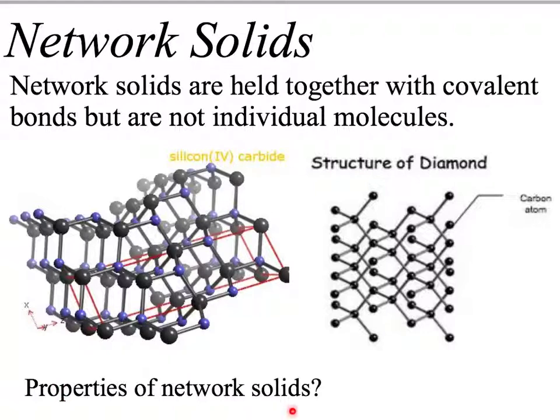So what kind of properties would we expect here? Well, we would expect these to be really, really hard. We would expect them to be really strong, and we would expect them to have very, very high melting and boiling points, which they do. Often they will even decompose or vaporize before they actually turn into a liquid. So network solids, it's sort of an odd case of my covalent bond, but it's the entire thing all held together with covalent bonds.